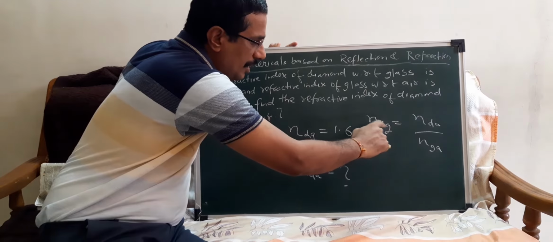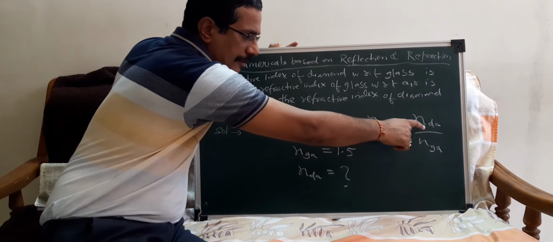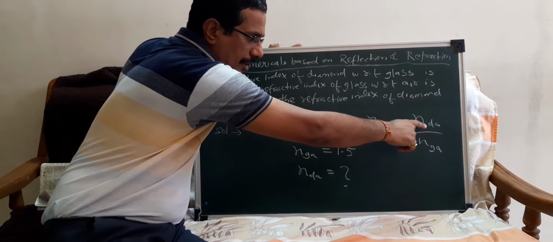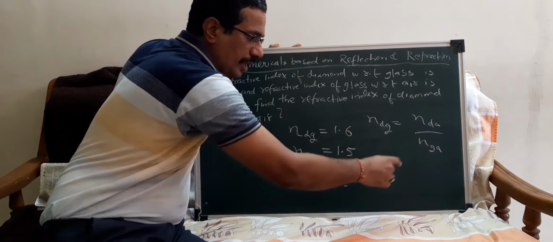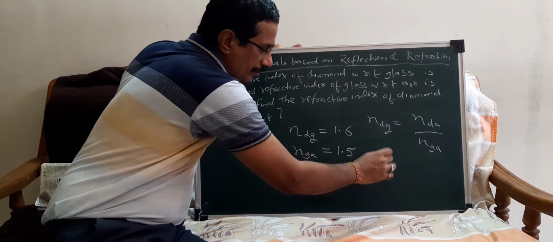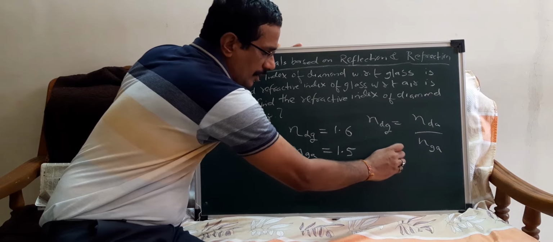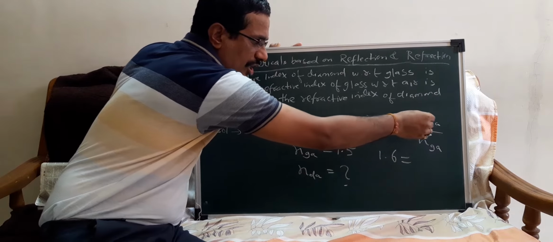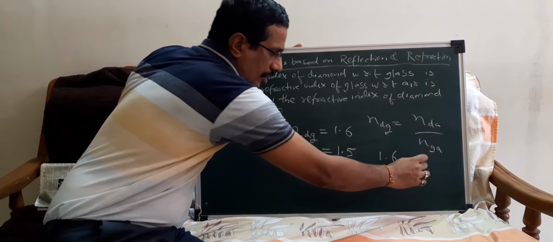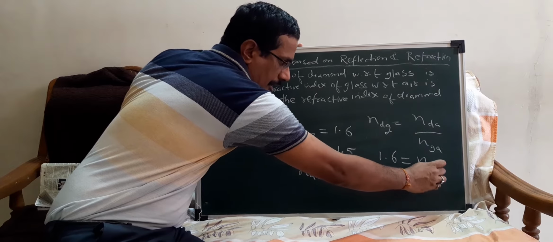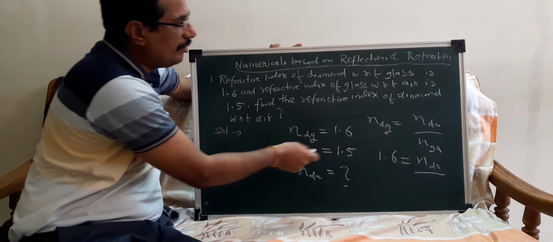Same thing. N D G is the refractive index of diamond with respect to air divided by the refractive index of glass with respect to air. Air is the lightest medium, so we use this formula here. Air is taken as a common medium here. So what is the refractive index of diamond with respect to glass? It is 1.6, equal to, what is diamond with respect to air? This we have to calculate. The refractive index of diamond with respect to air, N D A, upon the refractive index of glass with respect to air. It is given here as 1.5.